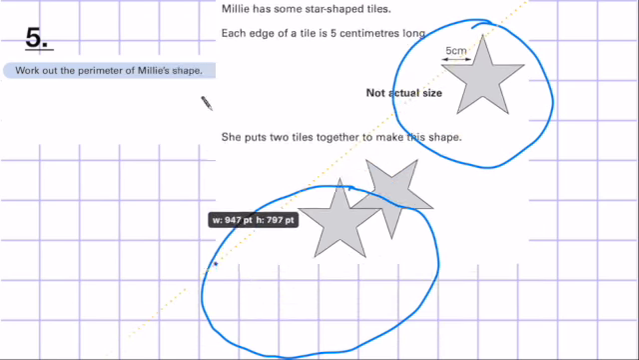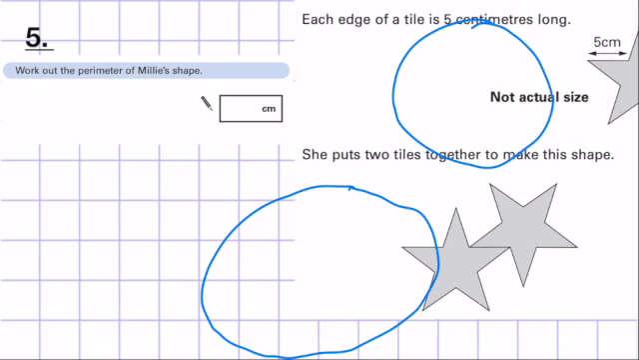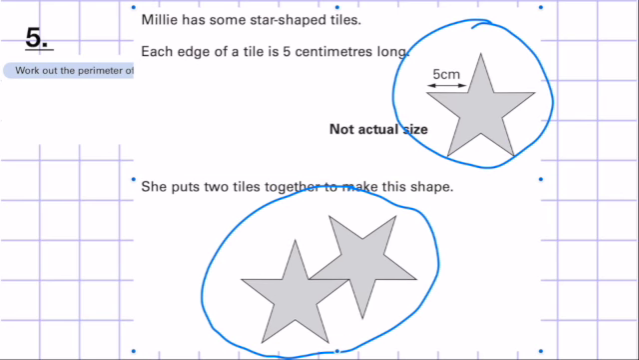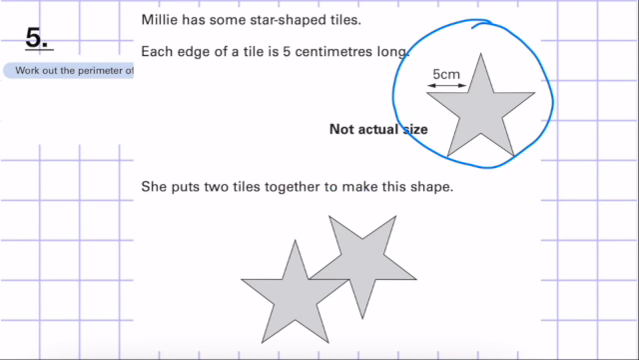Okay, I can actually leave that here because we're looking at work out the perimeter of Millie's shape. So, we're looking at this big shape at the bottom, which is made of 2 interlocking stars. I'm going to count the edges. 1, 2, 3, 4, 5, 6, 7, 8, 9, 10, 11, 12, 13, 14, 15, 16, 17, 18. There are 18 sides, and each side measures 5 centimetres. Can you work that out?